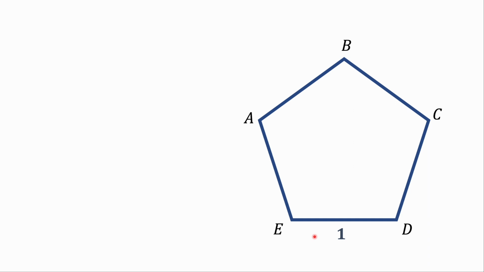I'm going to start with a regular pentagon with a side of 1. First of all, let's calculate the angles of the pentagon. We know that in every polygon, the sum of all internal angles is 180 degrees times n minus 2, where n is the number of angles and sides. In our case, we're dealing with a pentagon, so n equals 5, and the total sum of angles should be 540 degrees. This pentagon is regular, so all 5 angles have the same measure. That means each angle has to be 108 degrees.